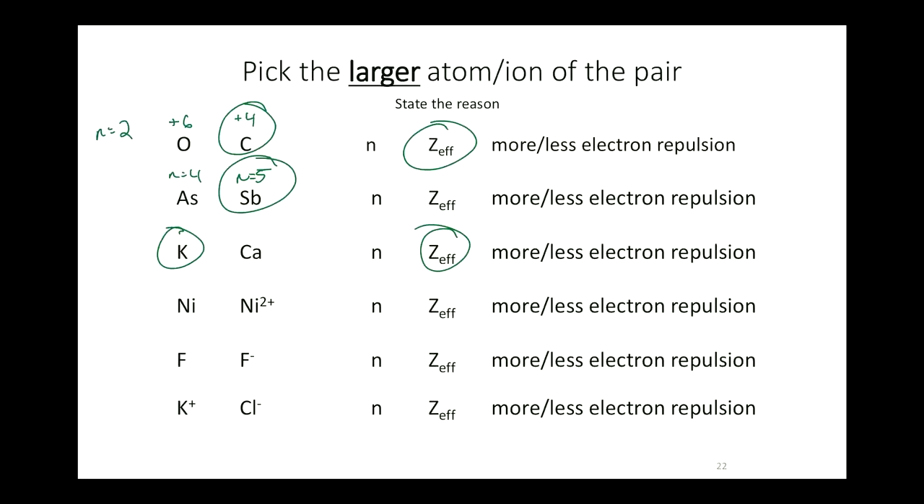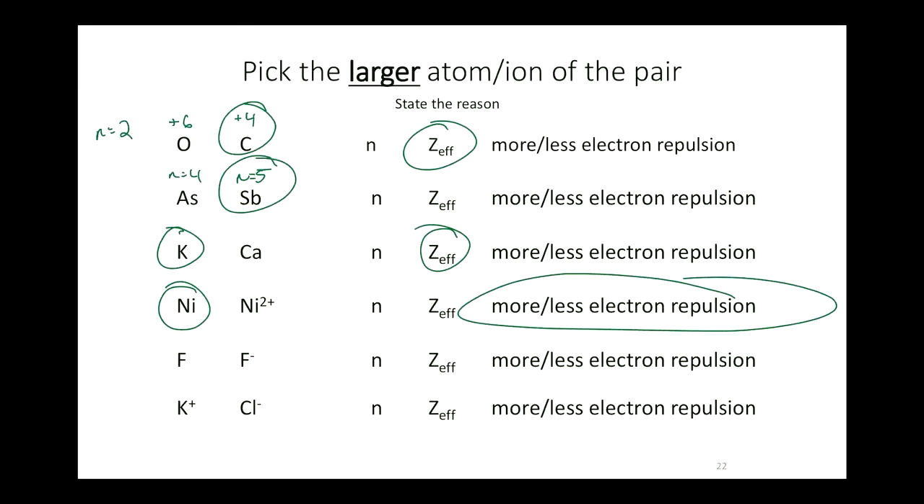All right, next, nickel and nickel 2+. The nickel, yes, which one? The regular neutral one, yes. And what's the reasoning here? Is it Z effective? Yeah, there's the electron repulsion. So in this case, there's more electron repulsion in the larger one here, all right? Because when we remove electrons, we automatically make it smaller.